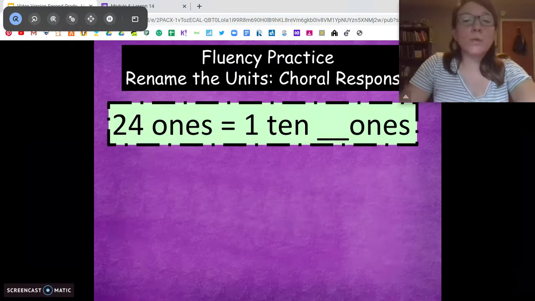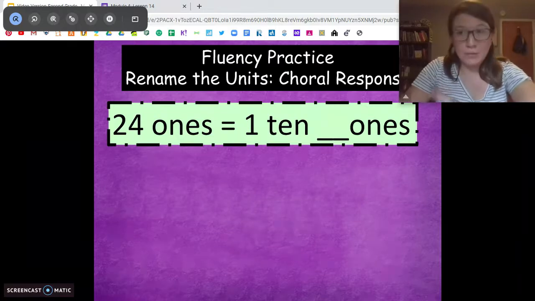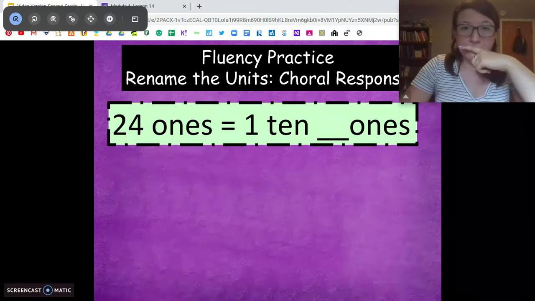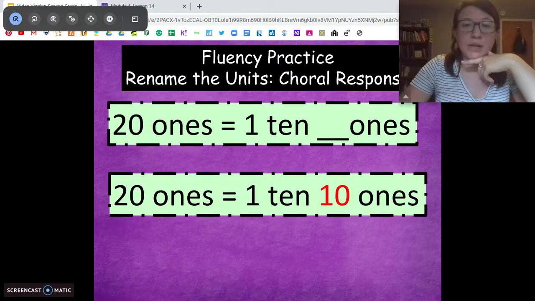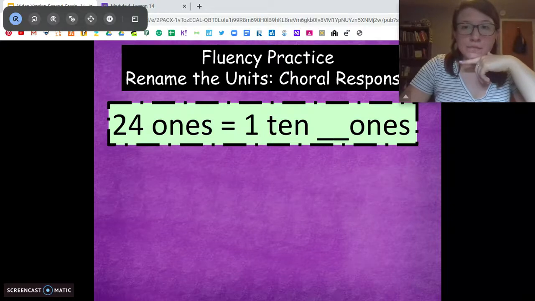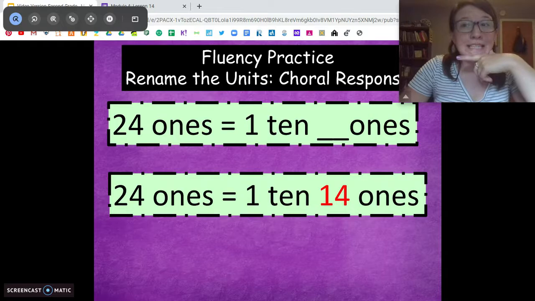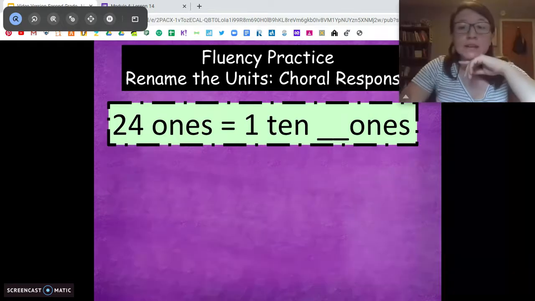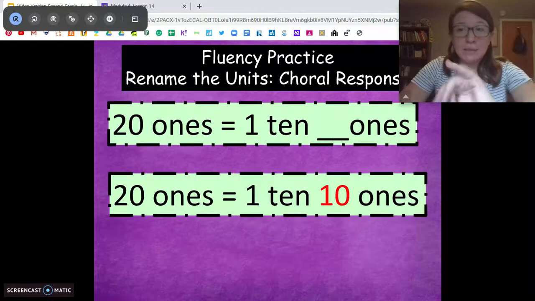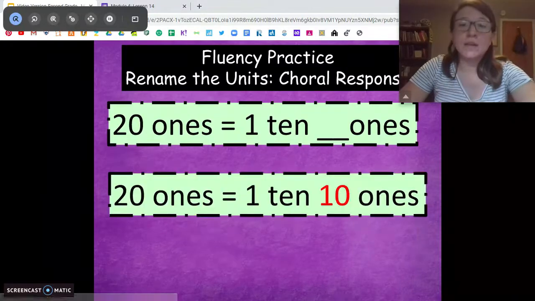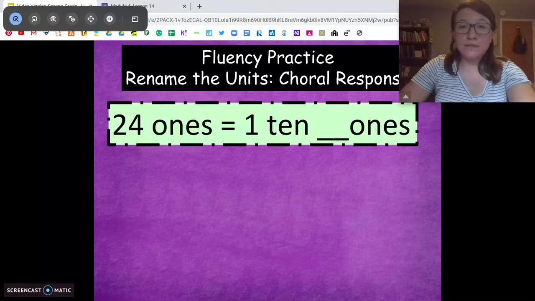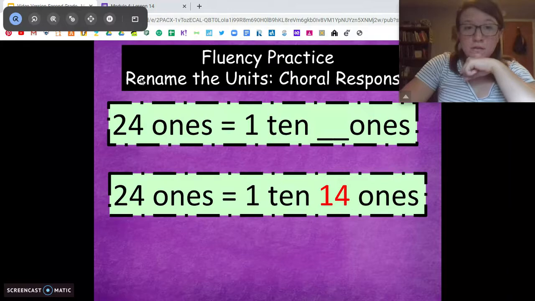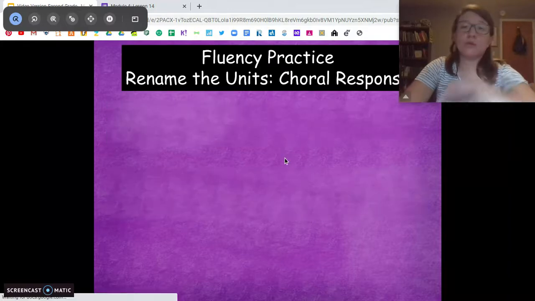Good. What about 24 ones is 1 ten and how many ones? Be careful. Use this last one to help you. Good. It's going to be 14 ones. We have that 1 ten, then we still need 14 more to get to 24. Same thing as here. It's not asking us how many tens. They're giving us a 10. So we're going to add those 10 more ones to get to 20 ones, plus the 4 extra ones will get us 14 ones.